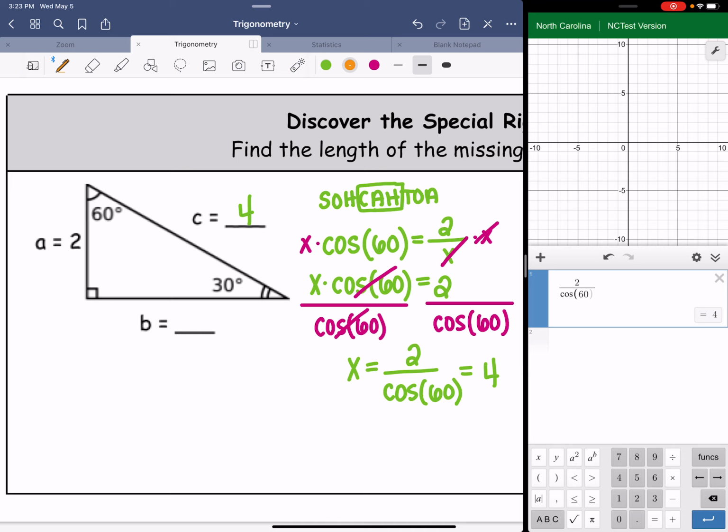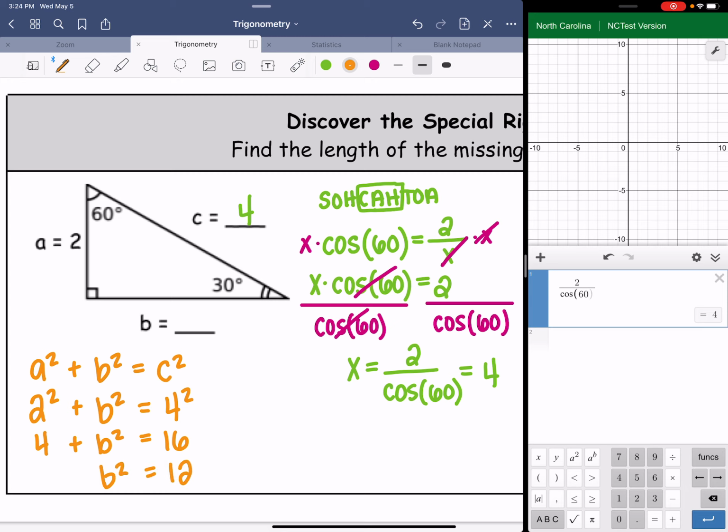So if I have a squared plus b squared equals c squared, I'm going to plug in 2 for a. We don't know b, so we're going to leave that as b squared, but we do know that c is 4. Now, if I simplify, 4 plus b squared equals 16. And we're trying to get b by itself here, right? Because we're trying to solve for b. So we're going to have to subtract 4 on both sides. So that would be b squared equals 12.